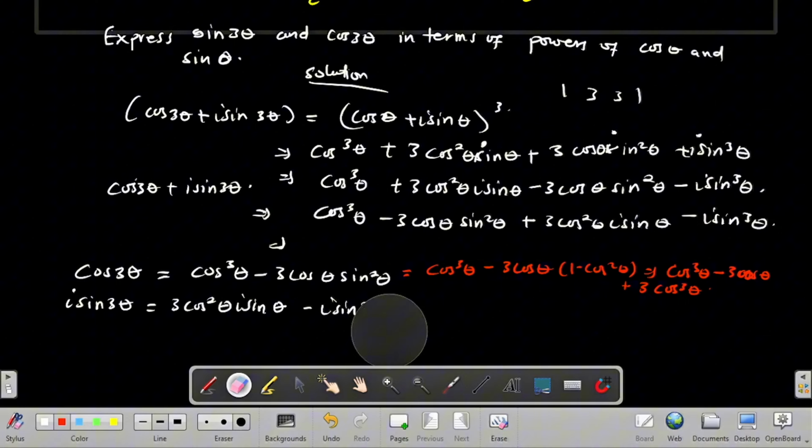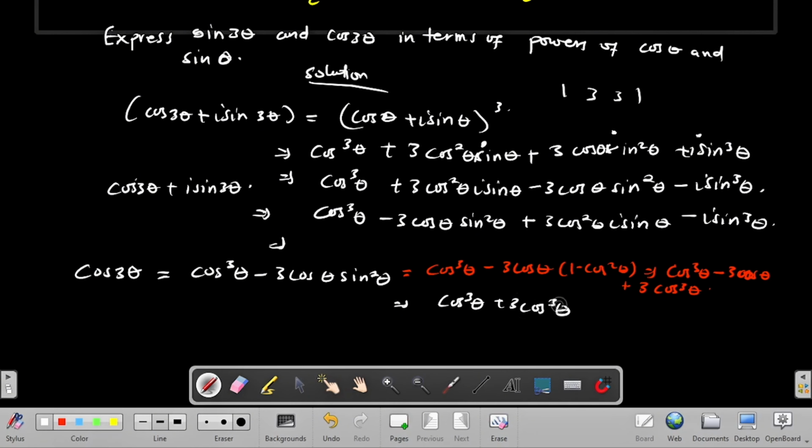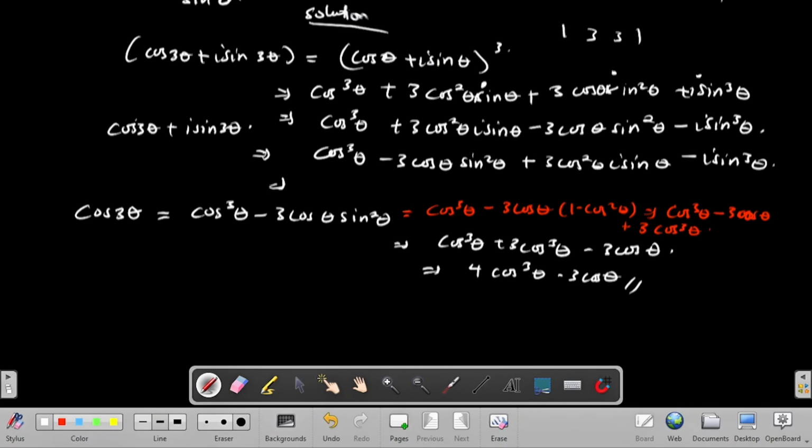Let's finish the first one, then we do the groupings as well so that it doesn't conflict. So at this point, I have my cos cube theta here plus 3 cos cube theta, right? I have minus, so cos cube theta plus 3 cos theta minus 3 cos theta. So what's the answer? The answer is 4 cos cube theta minus 3 cos theta, and that is expressed. That is it. Let's check the second part.